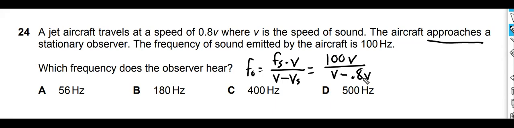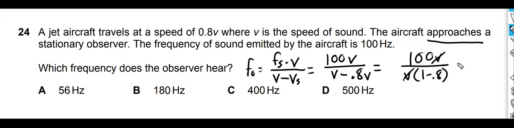The velocity of the source is just 80% of that velocity. So the observed frequency is equal to this. And what can we do with this? We could write it like 100 v over v times 1 minus 0.8, factoring out the common v, and then v divided by v is 1, and 1 times this is just all this. And so this becomes 100 divided by 1 minus 0.8, which is 0.2. 100 divided by 2/10 is 500.